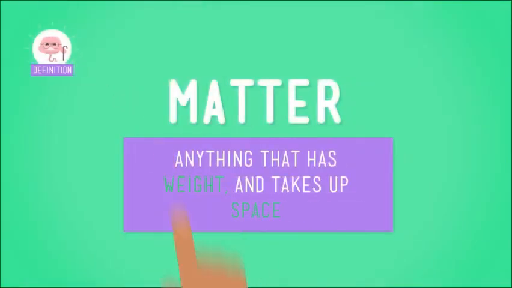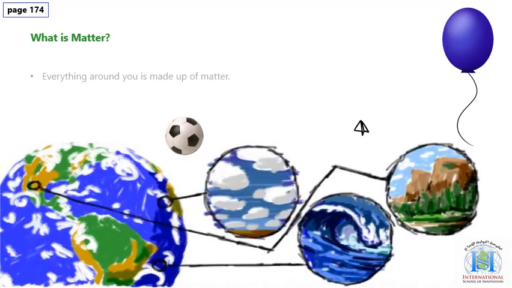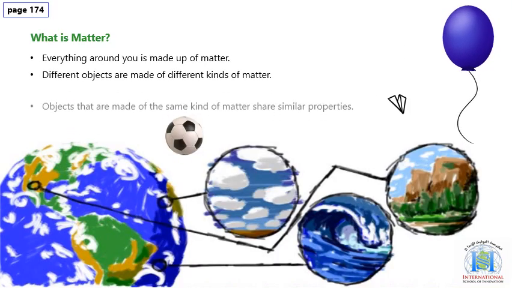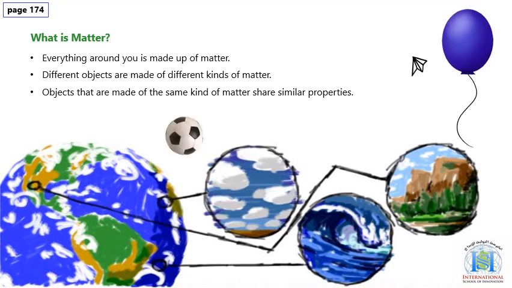The scientific answer is matter is anything that has weight and takes up space. Everything that we come across in our lives, like the air we inhale, the toys we play with, the books we read, is made of matter. How do we define matter? Well, according to science, matter is defined as everything that has weight and takes up space or has volume.